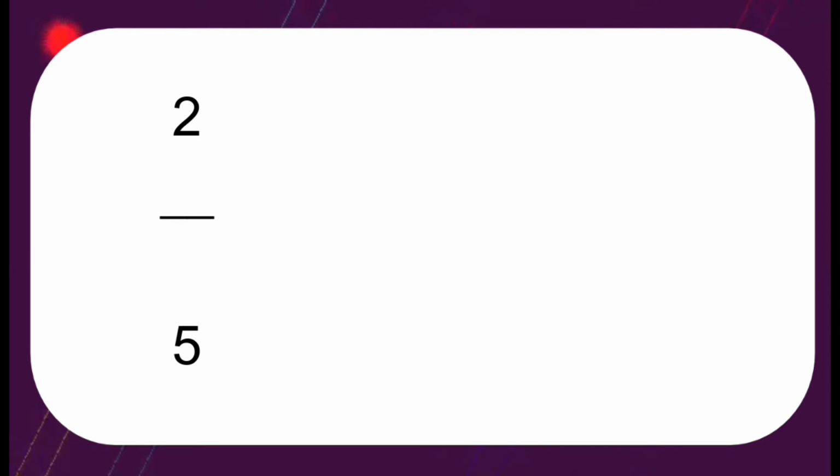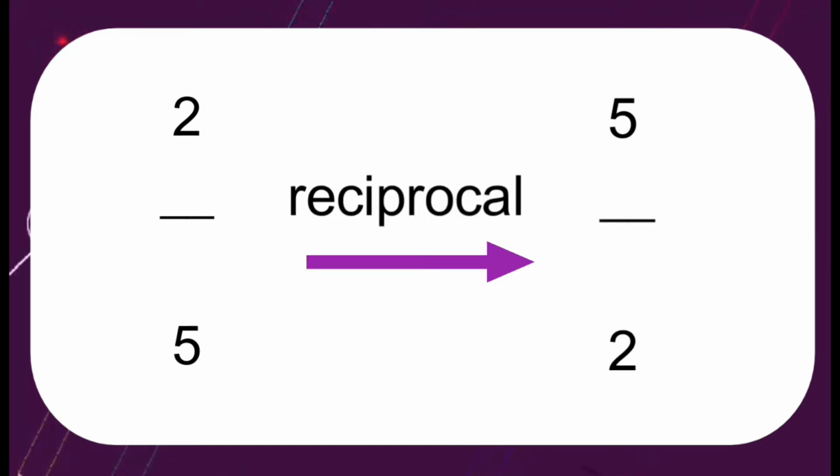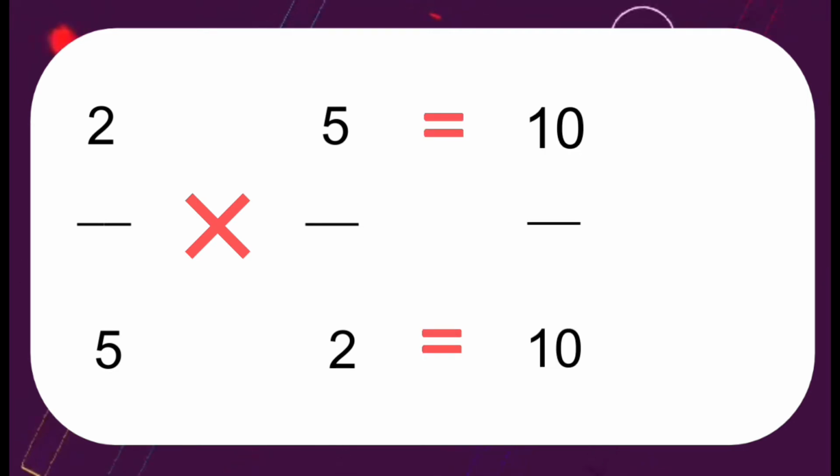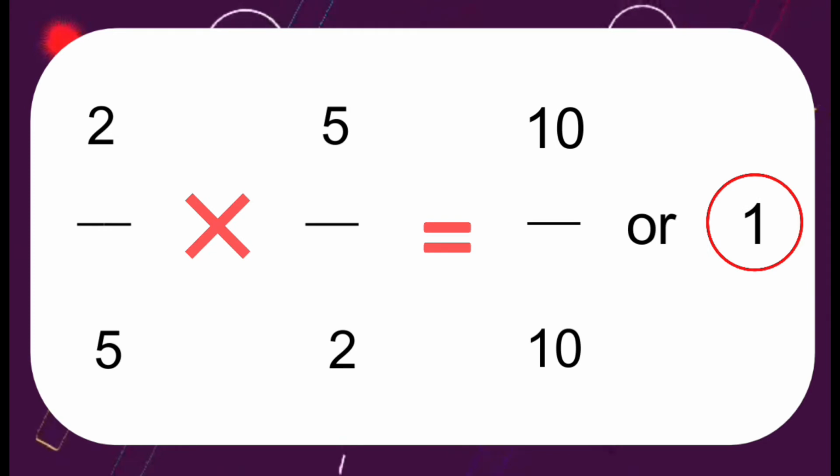Let's try another example. 2/5. What is the reciprocal of 2/5? That's right, 5/2. Now, let's multiply both numerators and denominators. 2 times 5 is 10. 5 times 2 is also 10. Therefore, the product of the given fraction is 10/10 or 1. Good job, learners! Now, let's dig deeper.